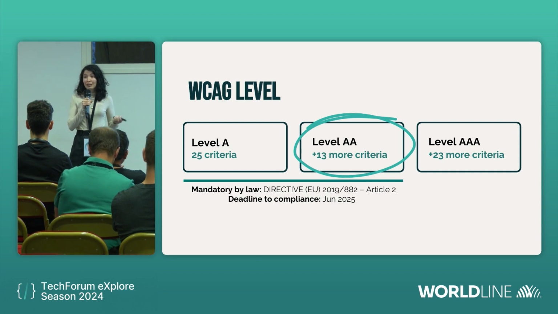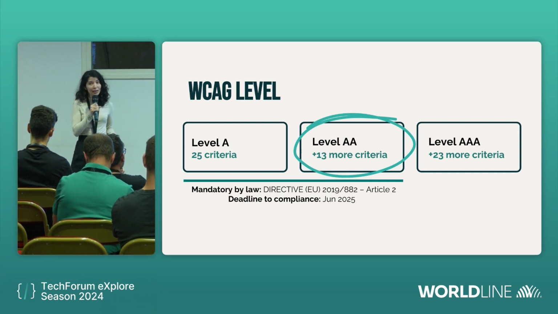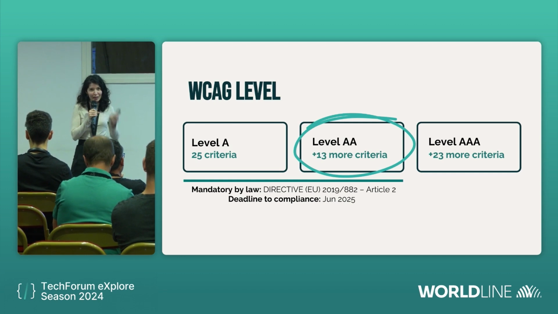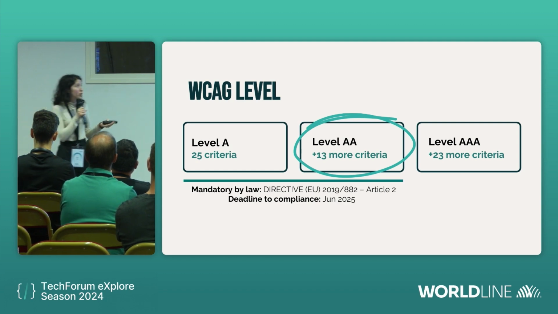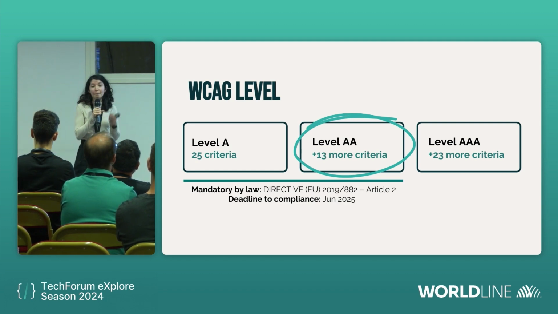We also have level AAA, which is basically a little bit more complex and a little bit more tricky. It has a lot more criteria and is specific to certain markets. Our company is not inside of that one, for example. Most companies only need to try to achieve level AA. But as you can see, level A has 25 plus the 13 more that we need to pass for level AA, for a total of 38. It's not easy, yes, but it's actually possible to do it.